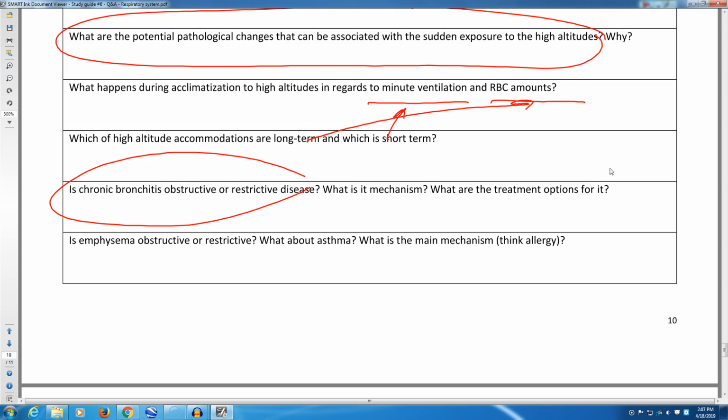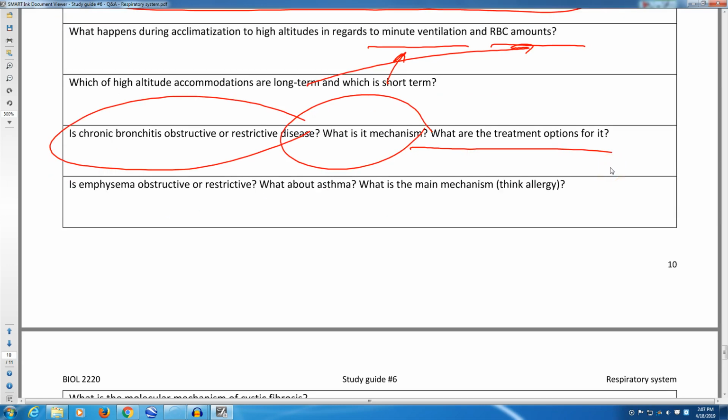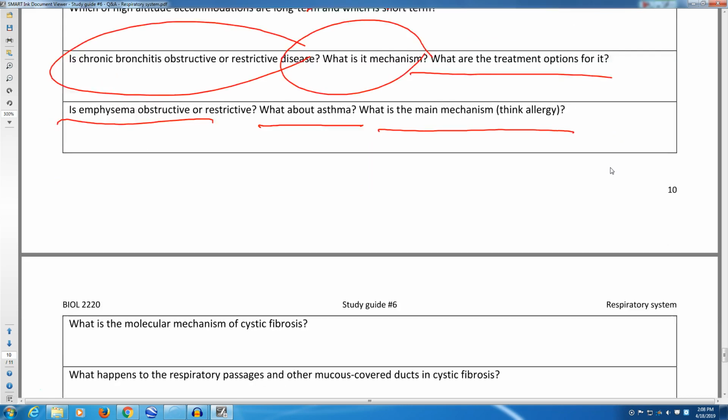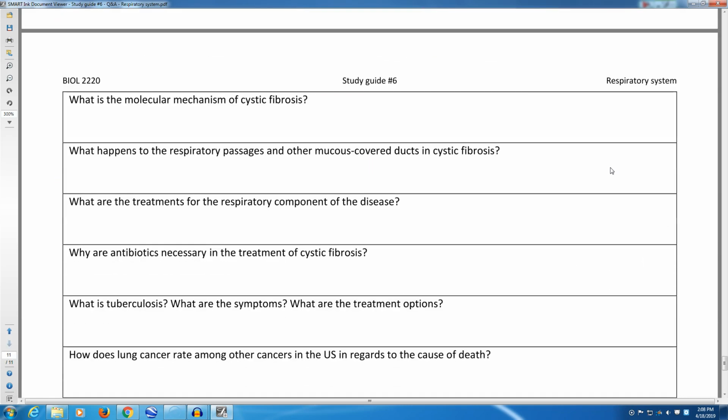Chronic bronchitis is obstructive, inflammation of the respiratory passages, treatment: anti-inflammatory drugs, mucolytics. Emphysema obstructive, asthma obstructive, mostly allergic. Asthma is reversible.